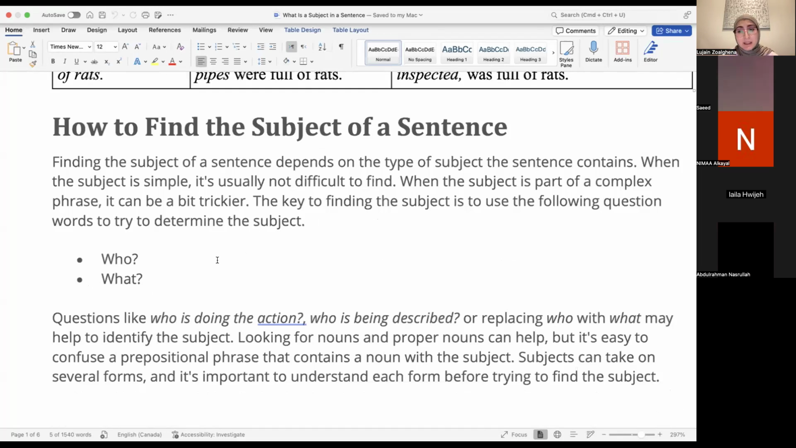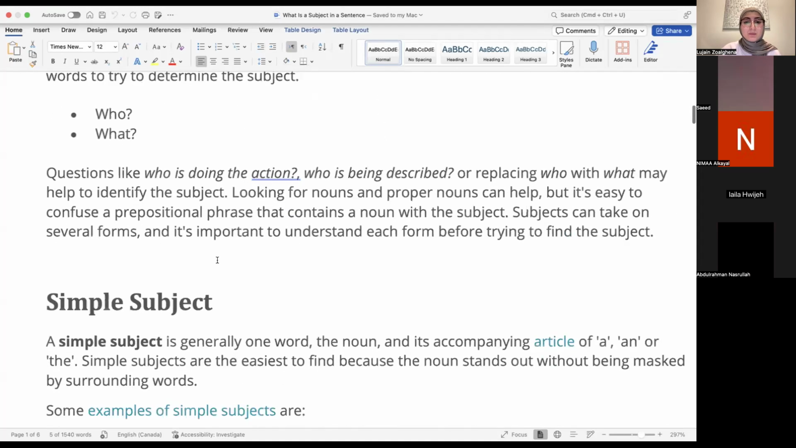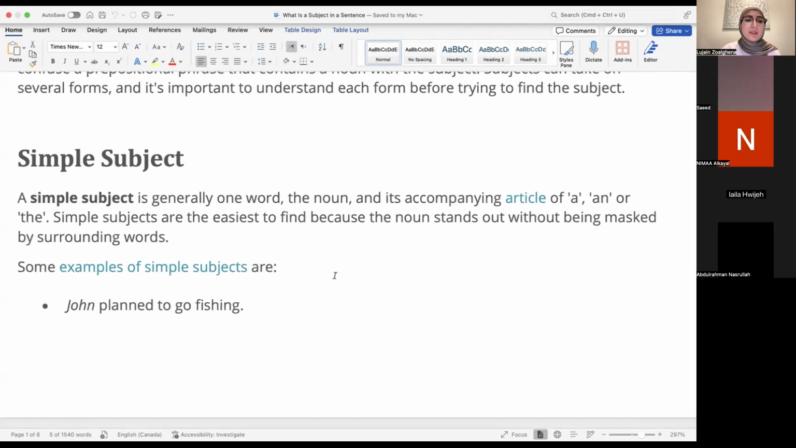The key to finding the subject is to use the following question words to try to determine the subject. So whenever you find it a bit tricky to know what kind of subject it is or where the subject is in the sentence, try to ask yourself: who, what, who is doing it, what is going on, and then you'll be able to tell, right? Let's start with the simple subject.